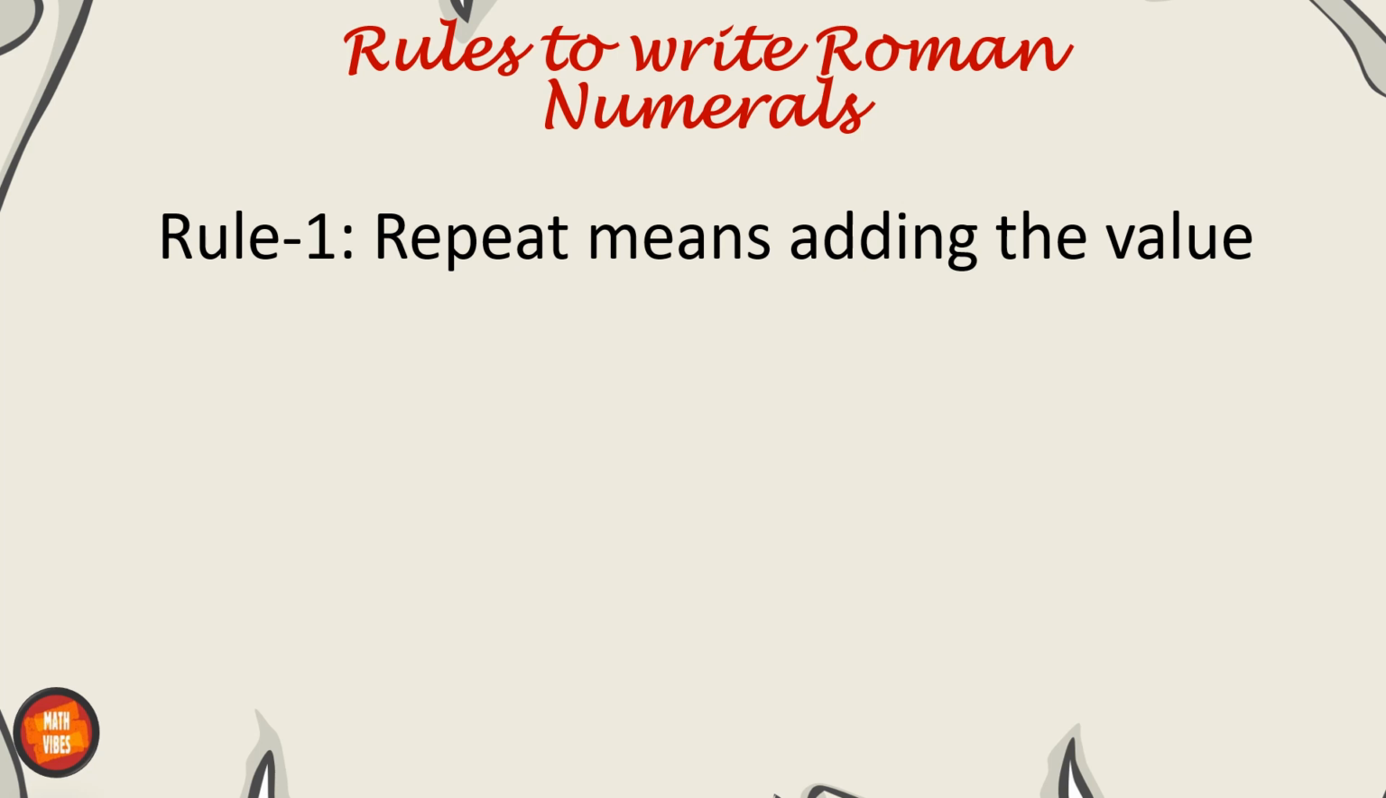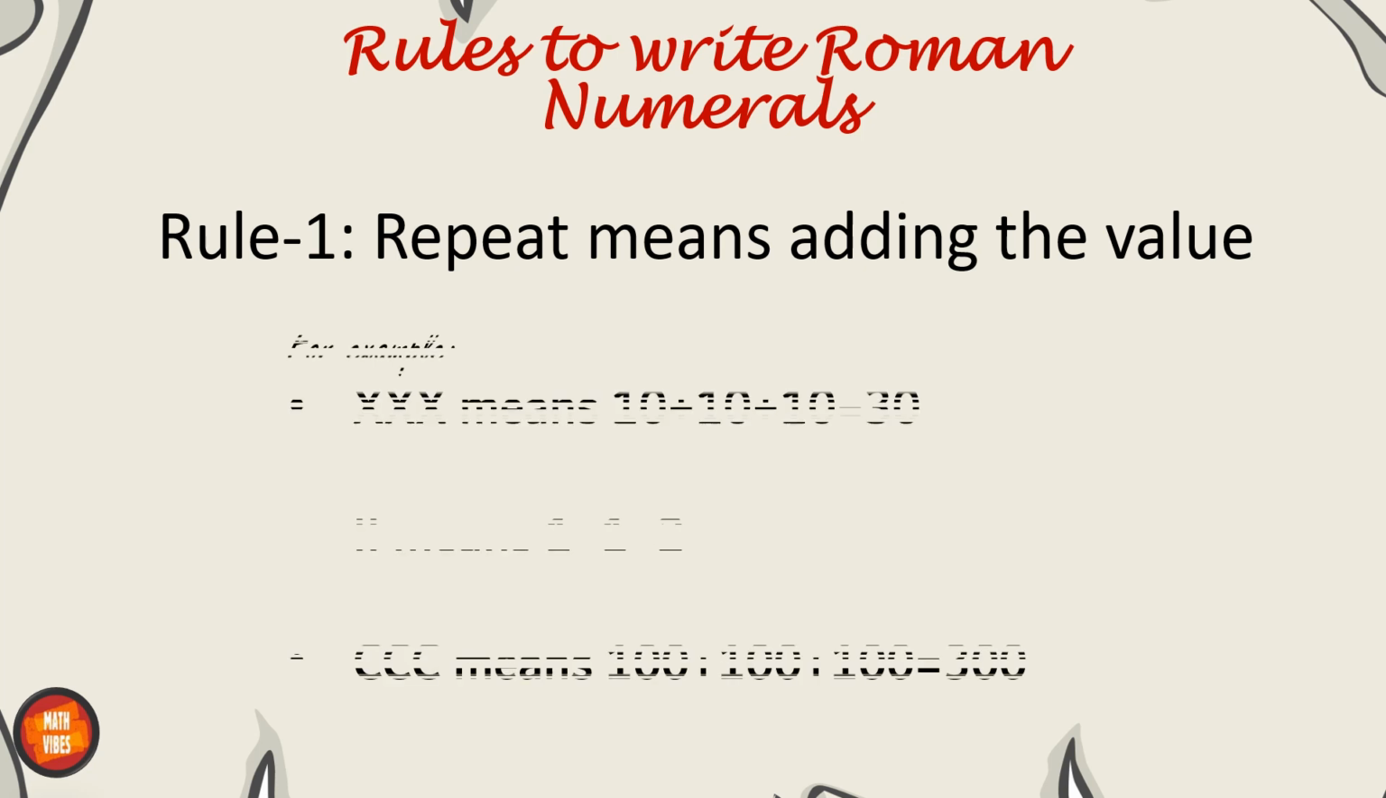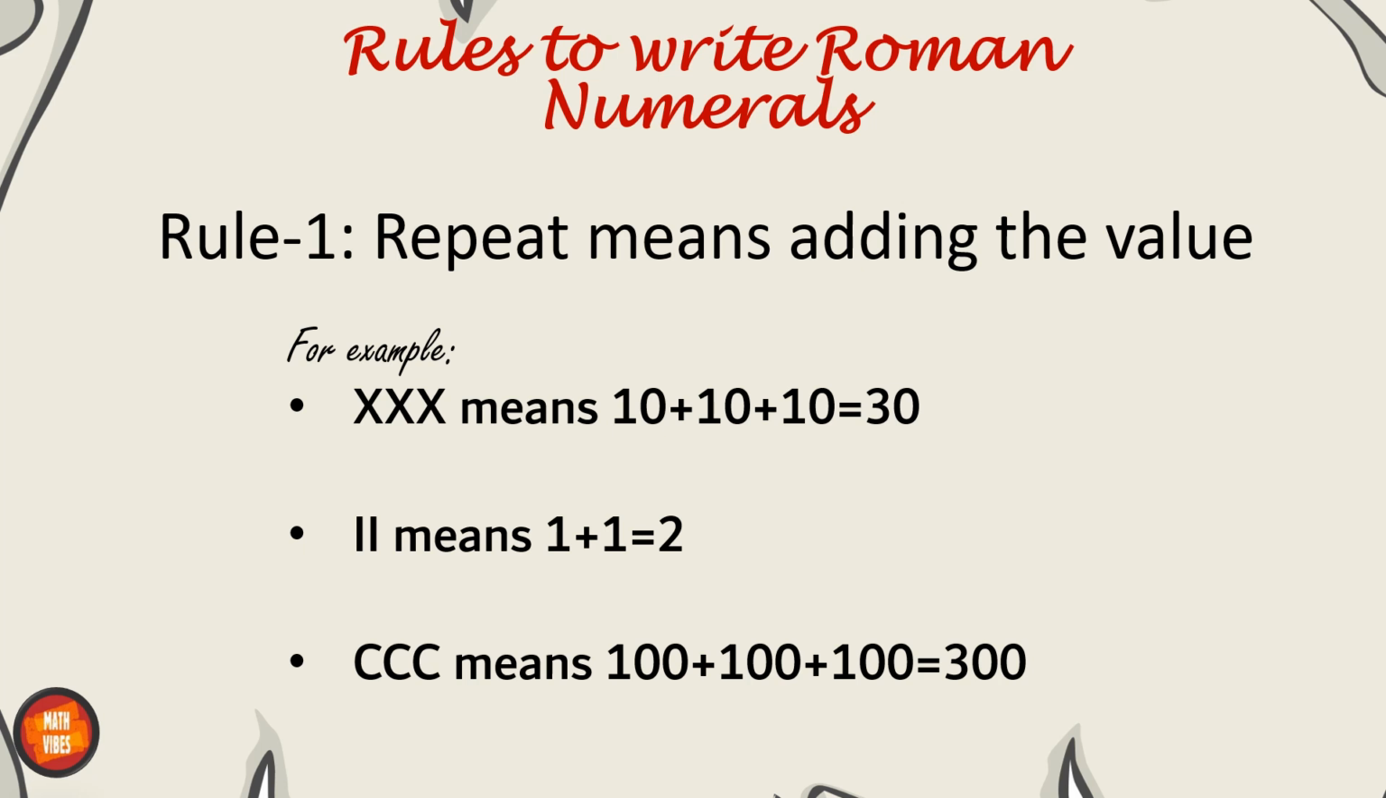Rule 1. The first rule is: repeat means adding the value. If some symbols are repeated, then we will add their value. How? Let's see. For example, XXX. 3 times X is repeated. So it is 10 plus 10 plus 10, which is equal to 30.